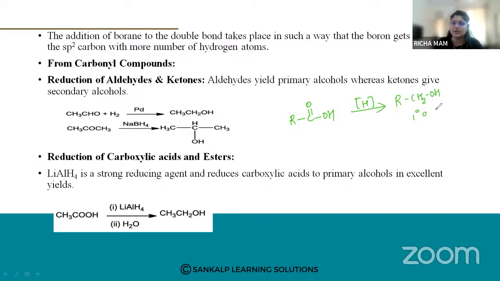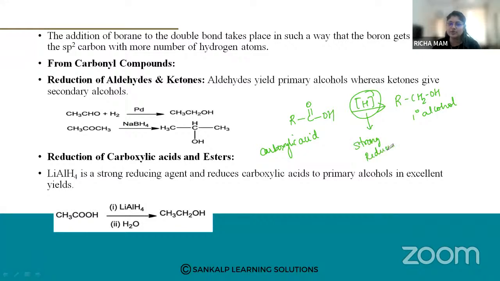So this is a primary alcohol. I'm going to do the reduction on this carboxylic acid, and I'm going to get a primary alcohol. And what reducing agent do I have to use? I have to use a strong reducing agent.